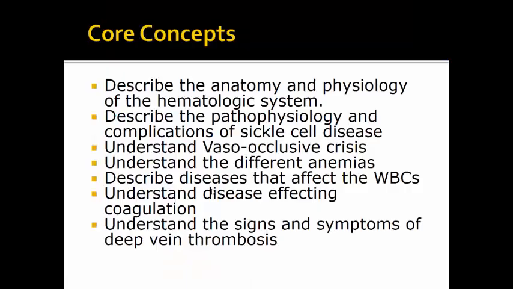Alright, so your core concepts here are going to be able to describe the A&P of the hematologic system, understand what happens with sickle cell, vaso-occlusive crisis, understand your different types of anemias, describe some of the diseases that are going to affect your white blood cells, and understand how disease processes affect your coagulation.